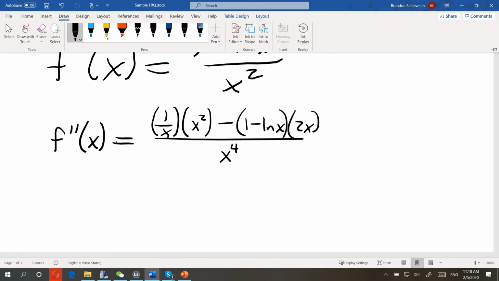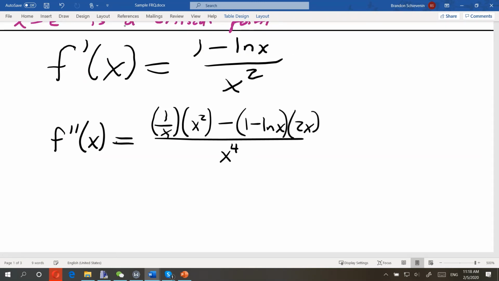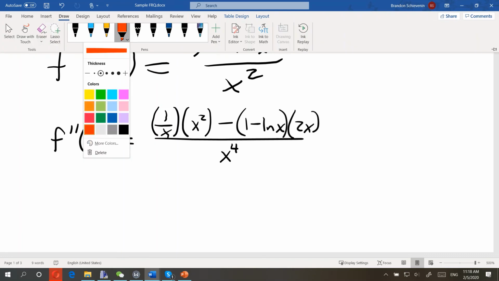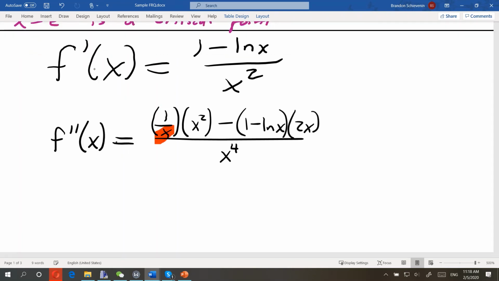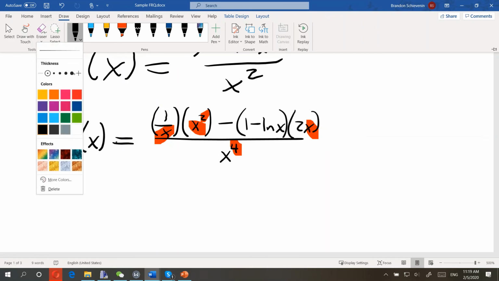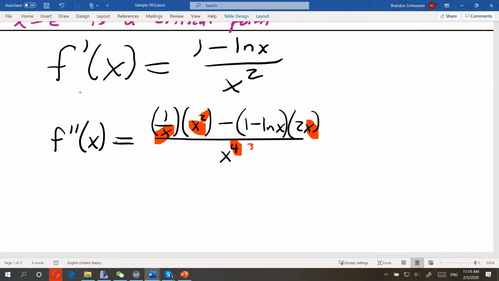I've got 1x here and 1x here I can cancel. And then I've got an x in this term and an x in this term. So if I factor that out, I can cancel with the bottom. So that'll cancel this x and one of these x's, leaving me with 3 x's on bottom. Any questions on what we did there? No. Okay, cool. So I'm going to rewrite this.